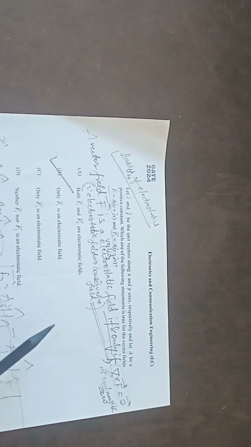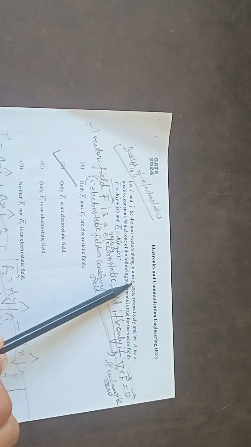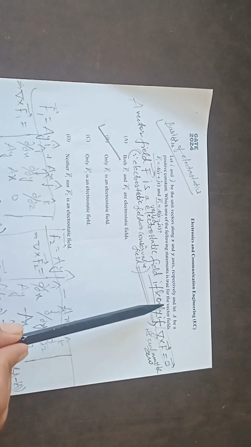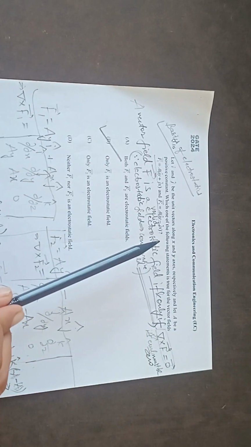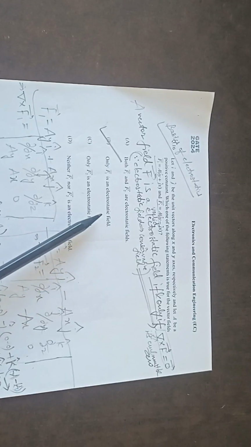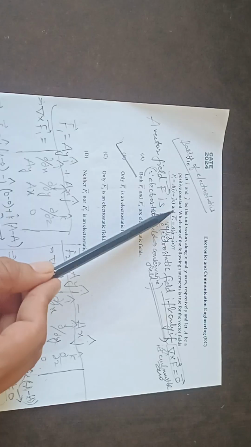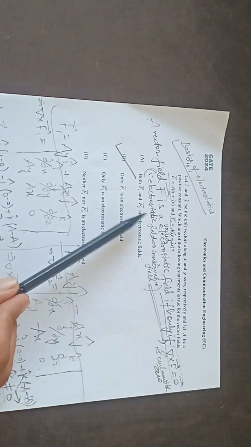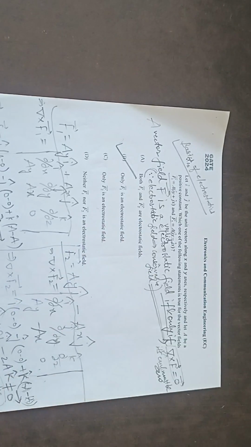The second question is on vector calculus or electrostatics, with unit vectors a_x and a_y, and a being a positive constant. It is asking which of the following statements is true for vector fields F1 and F2. So are both electrostatic, or only one? We know that a vector field F is a valid electrostatic field if and only if its curl is 0, because an electrostatic field means a conservative field.